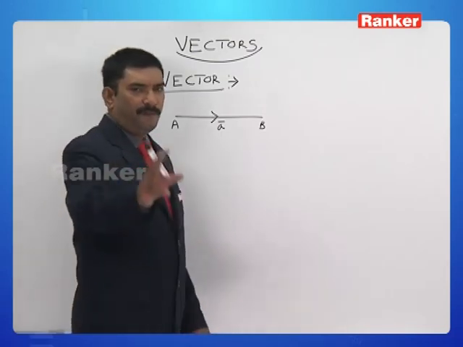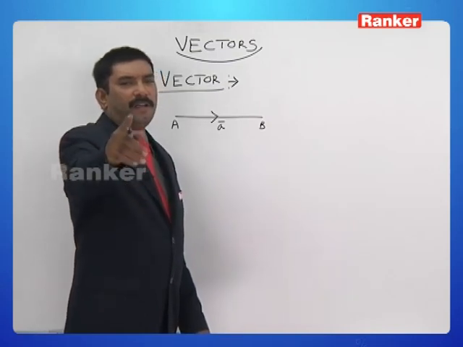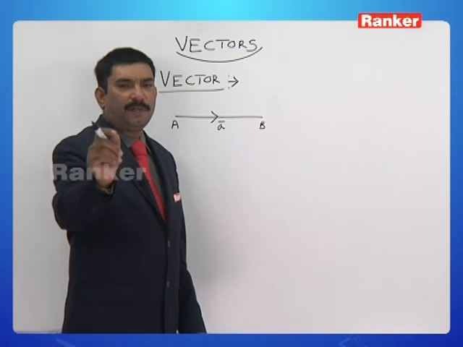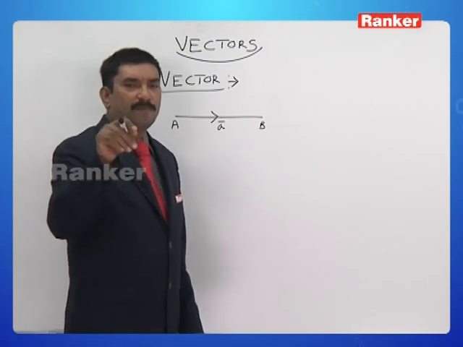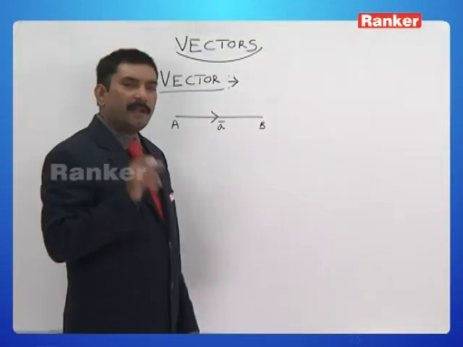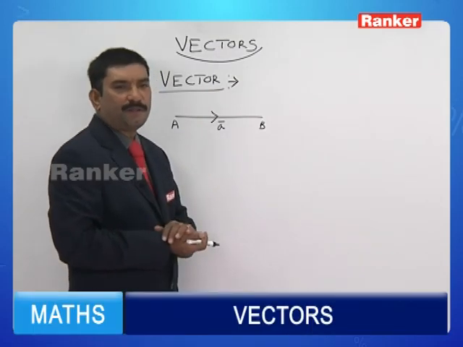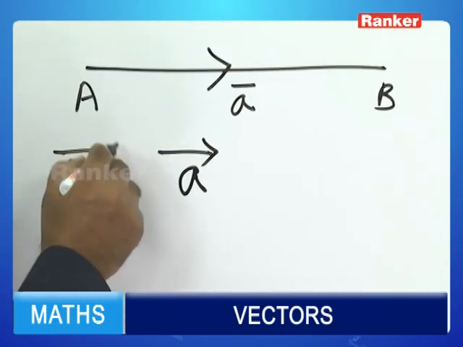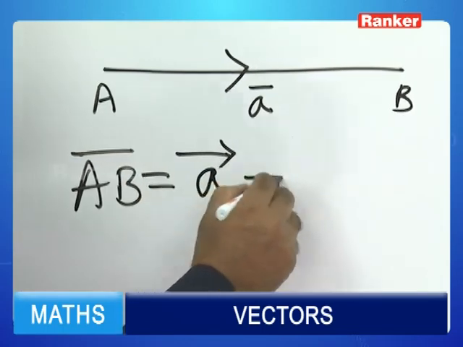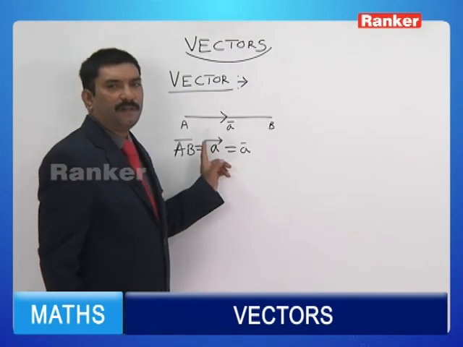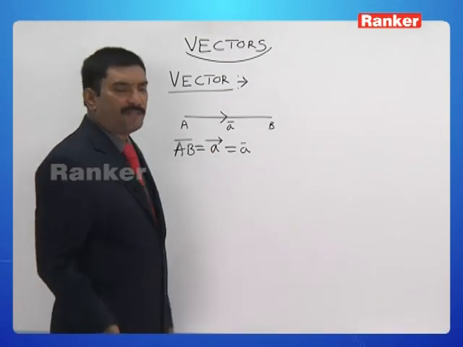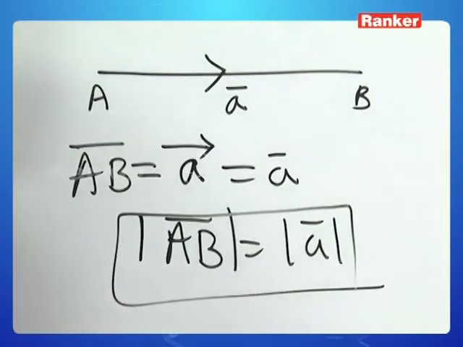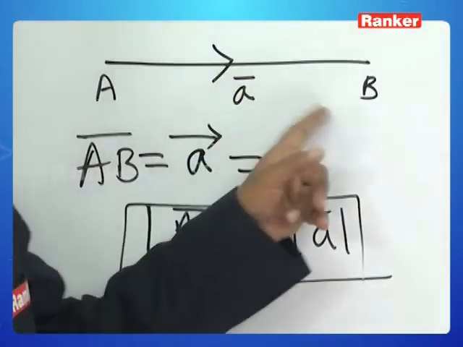Every vector is denoted by a directed line segment. Segment means the distance between these two points, and directed means carrying an arrow mark. It is denoted by the symbol AB bar, or AB with an arrow mark; like this you can also write. This represents the direction. Then its magnitude is the modulus of AB bar, equal to the modulus of A bar.